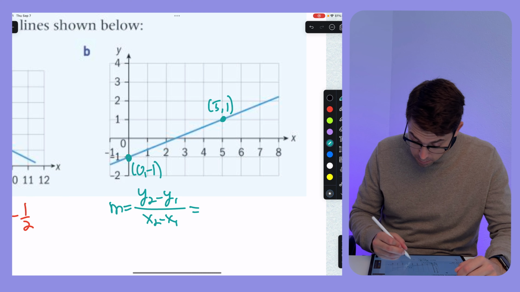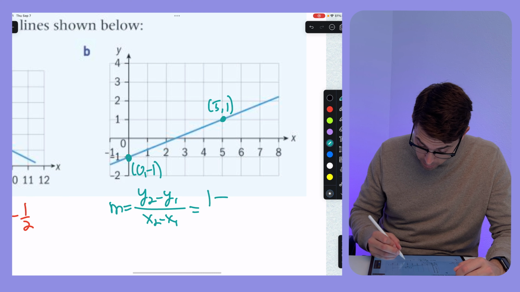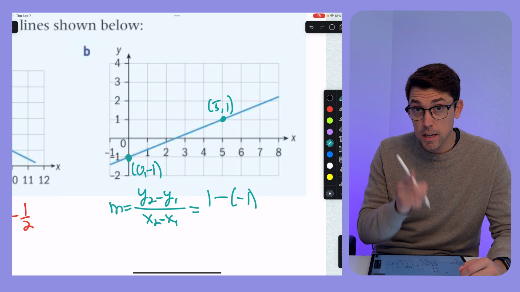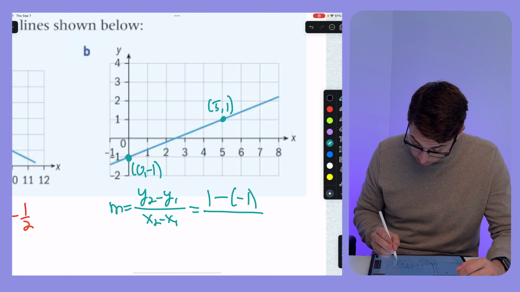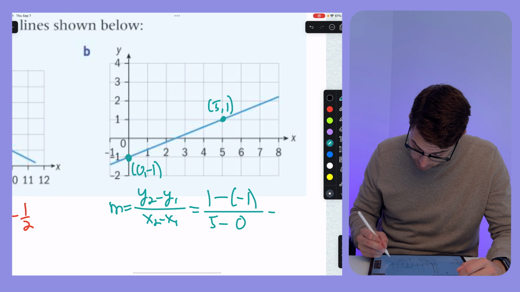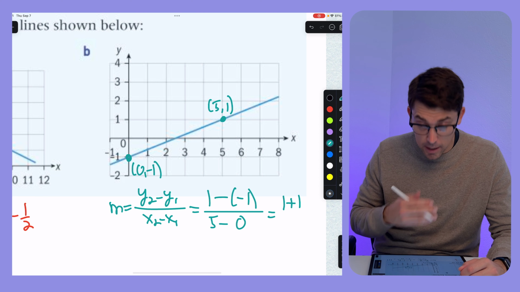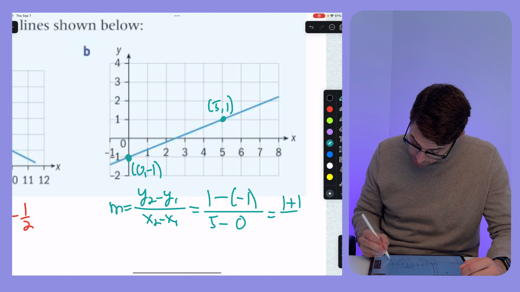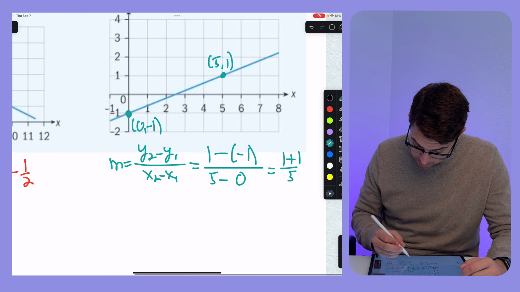So let's say that y2 is just 1. Let's say y1 is negative 1. Remember those parentheses, very important. And we're going to divide by x2, which is 5, and x1 is 0. That's going to give me 1 plus 1, because again, minus a negative is plus, all over 5. And that's going to give me a slope of 2/5.